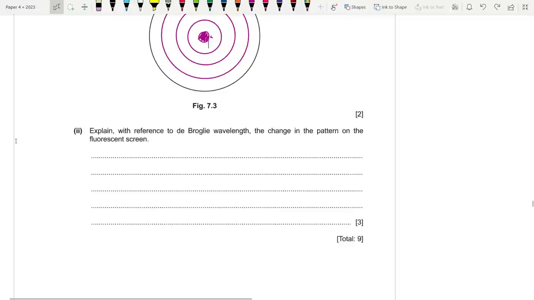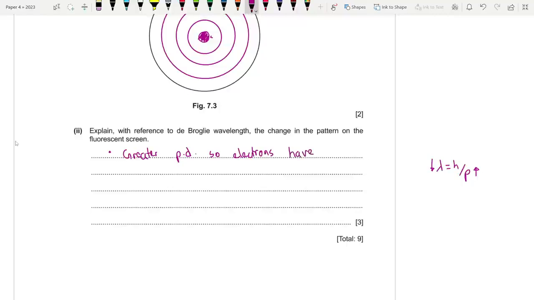Explain with reference to the de Broglie wavelength the change in pattern. I just told you that lambda is equal to h by p. So since it's accelerated through greater PD, the momentum is greater, so wavelength should be lower. Okay, so there is greater potential difference, so electrons have greater momentum. Next, since there is greater momentum, there is a decrease in de Broglie wavelength.